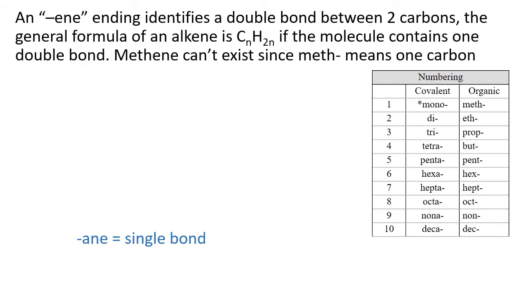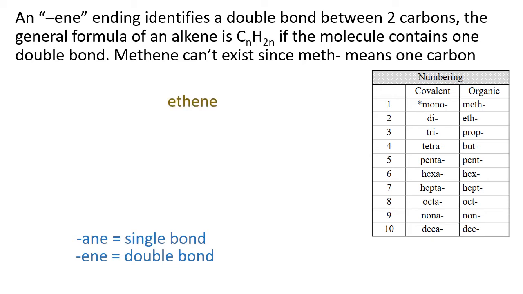An ene ending identifies a double bond between 2 carbons. The general formula of an alkene, if that molecule contains 1 double bond, is CnH2n, meaning the molecule has twice as many hydrogens as the number of carbons. Methane can't exist since meth means 1 carbon. And if I need to put a double bond between 2 carbons, obviously I can't do that if I only have 1 carbon. I want you to add to your formula sheet that ene means double bond.